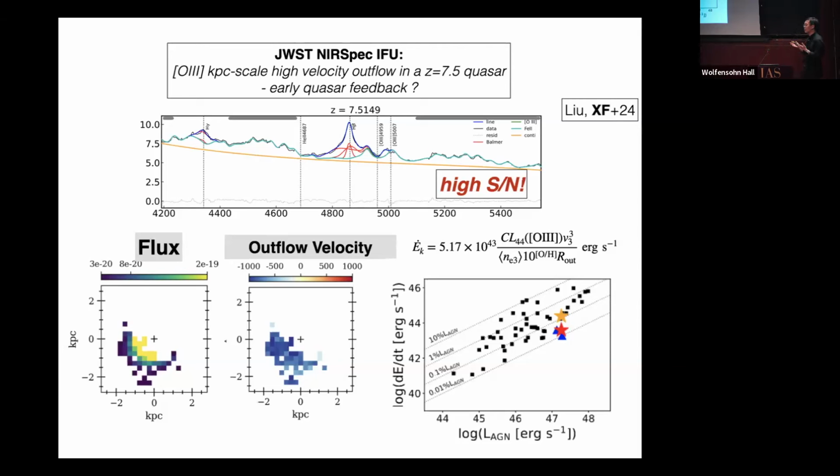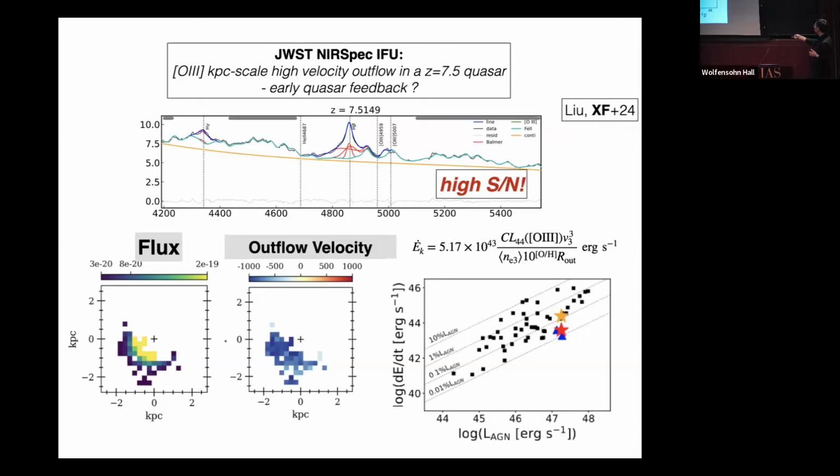And you can try to estimate the kinetic energy associated with this outflow. There's a study where people do it with all kinds of assumptions, but you can combine the luminosity, the size of the outflow, the velocity, with some assumption on the clumping factor, some assumption on the density and metallicity and everything. And you can get a kinetic energy of the outflow. Again, these are probably order of magnitude estimates, but it's good to compare these objects with low redshift observations.